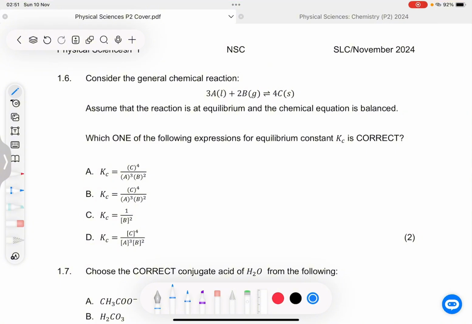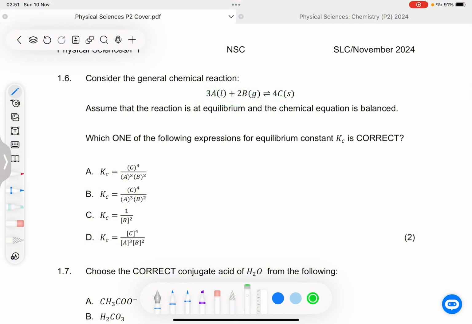Now we'll jump to question 1.6. They say here, consider the general chemical reaction. So they've given us a general chemical reaction defined by variables A, B, and C. We have 3A, which is a liquid. We have 2B, which is a gas. And we also have 4C, which is a solid. And you have to notice that this reaction is a reversible reaction because it goes forward and comes back.